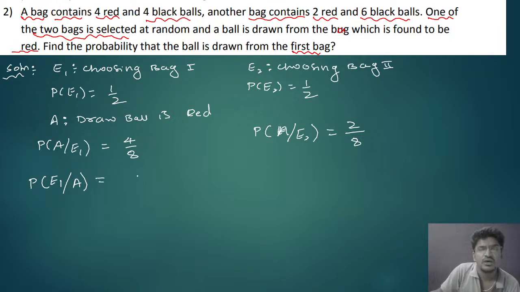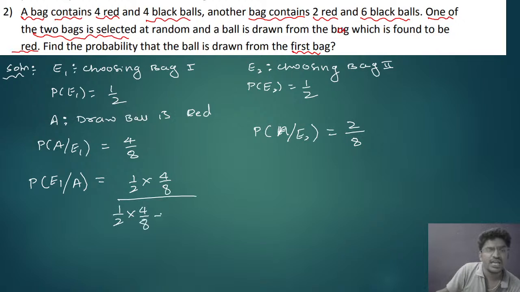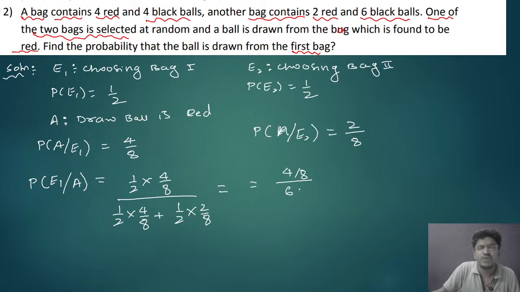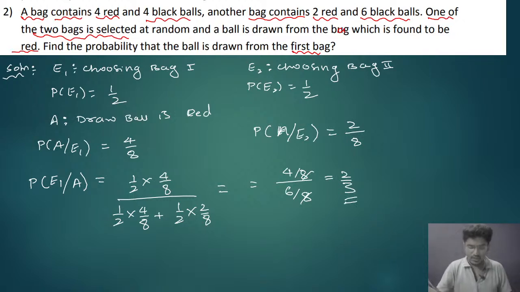So that is probability of E1, 1 by 2, into probability of red, 4 by 8, divided by 1 by 2 into 4 by 8 plus 1 by 2 into 2 by 8. Here again you can see, take 1 by 2, 1 by 2 common, simplify, it will be 4 by 8 divided by 6 by 8. 8 will get cancelled. 2 by 3 will be the answer. So if you have understood the first problem, then solving the second problem will be very simple.